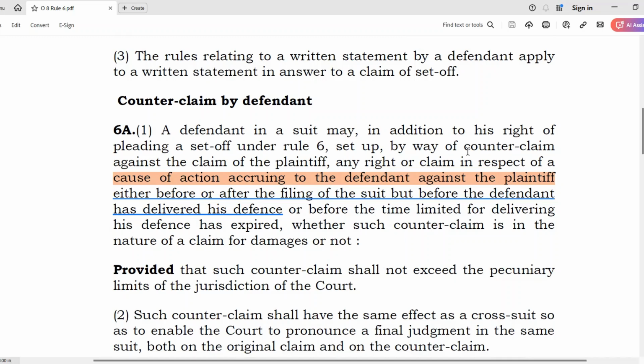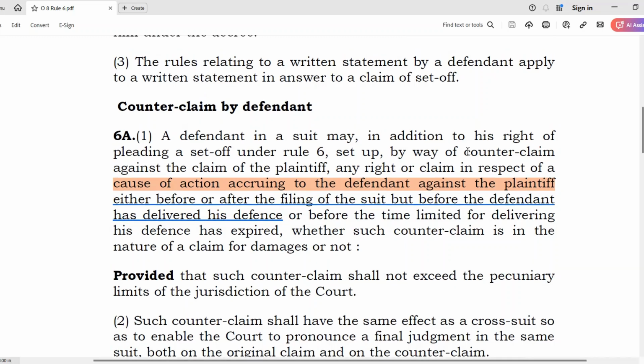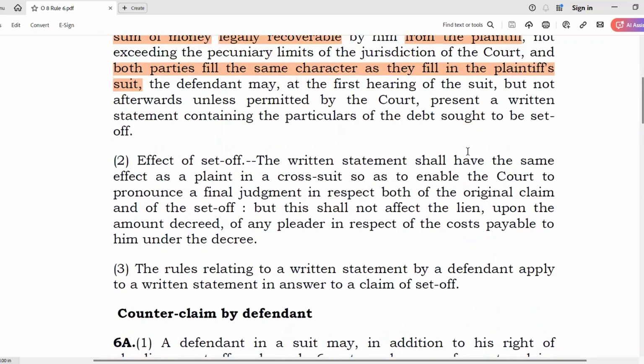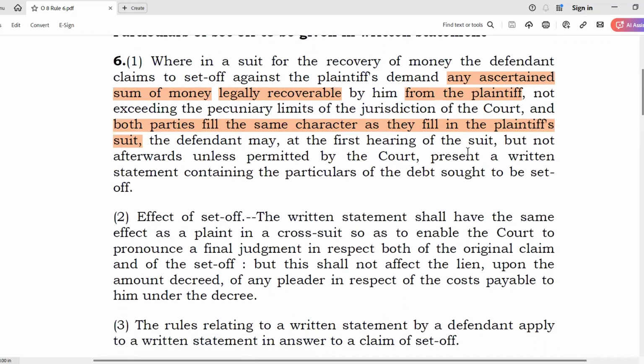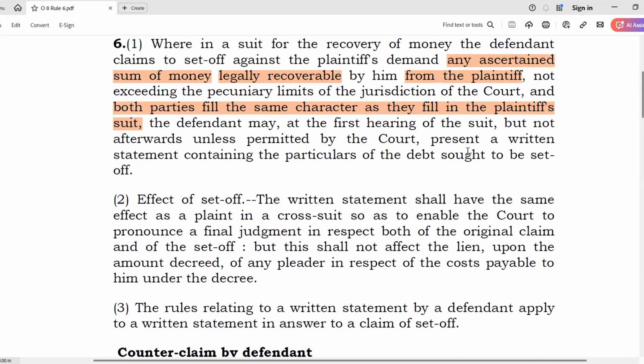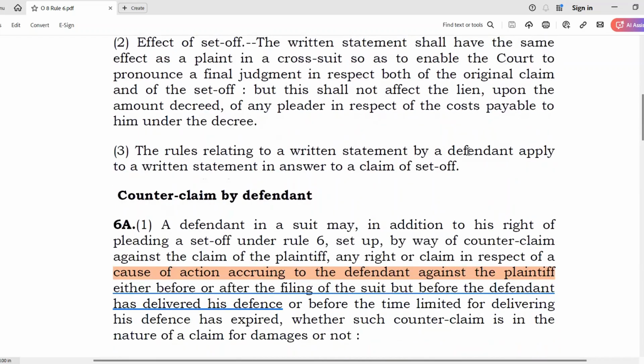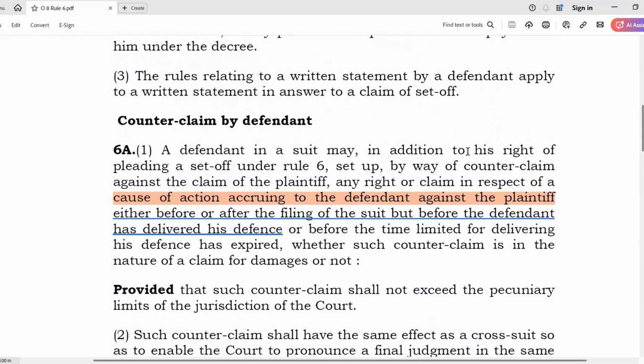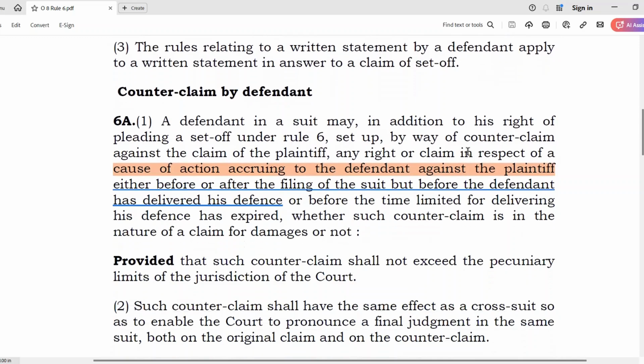In counterclaim, the nature of the transaction need not be the same. As we discussed, the most important aspect of set-off is that both the parties fill the same character as they fill in the plaintiff's suit. Now, this condition is not there in Rule 6A, meaning thereby that a counterclaim can be totally unrelated to the transaction to which the plaintiff has raised a claim. Okay, let's understand with an example.